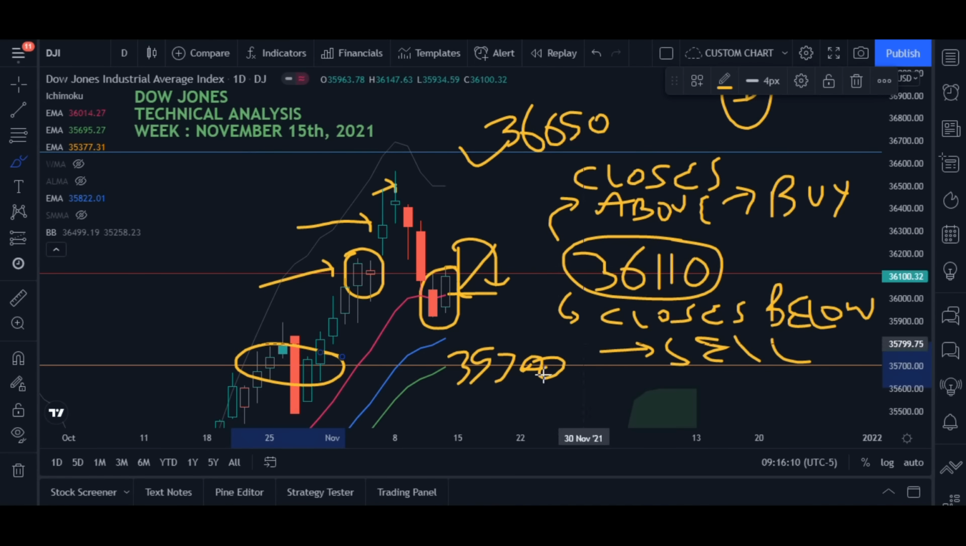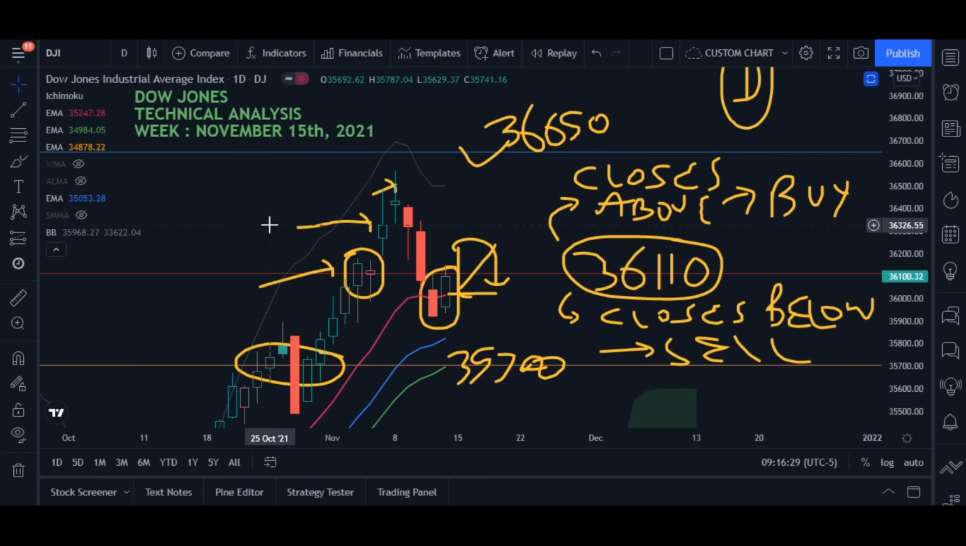Okay, so these are the three critical supports and resistances, and this is how we are expecting the market to move. Always look for 2 consecutive candles. They must close above 36,110 in order to buy, otherwise sell.